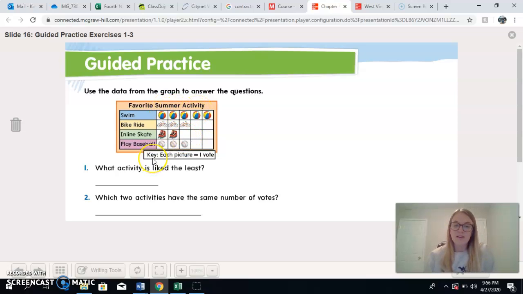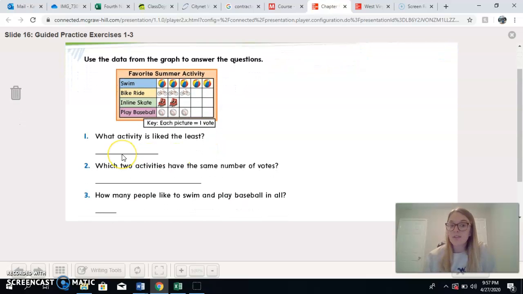And then in the white right here it says key. Each picture equals 1 vote. So when I'm going through and I'm counting the pictures, I count by ones. I'm not skip counting by 2s or skip counting by 5s or 10s. I just know to count by ones.